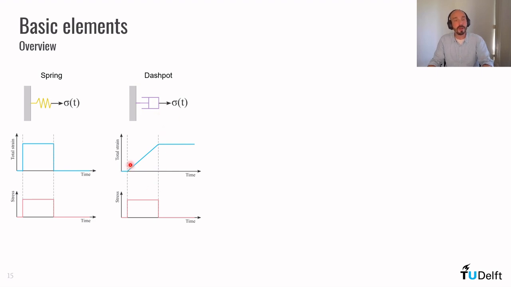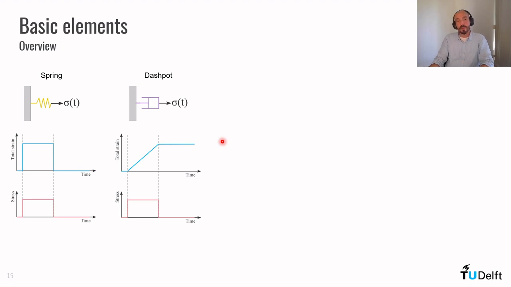And if we apply a higher stress, the dashpot will deform faster. It will deform at a higher rate. How much higher will depend on the viscosity of the dashpot. And the viscosity of the dashpot can also depend on the stress itself, so it can have a nonlinear dependency on the stress. But that's another discussion that we are going to have in the next few slides. So that's the behavior of a dashpot.